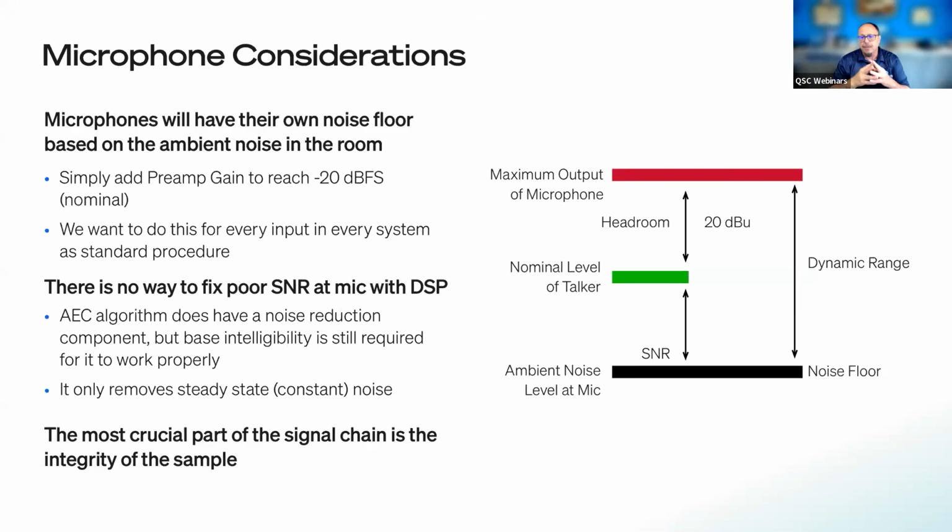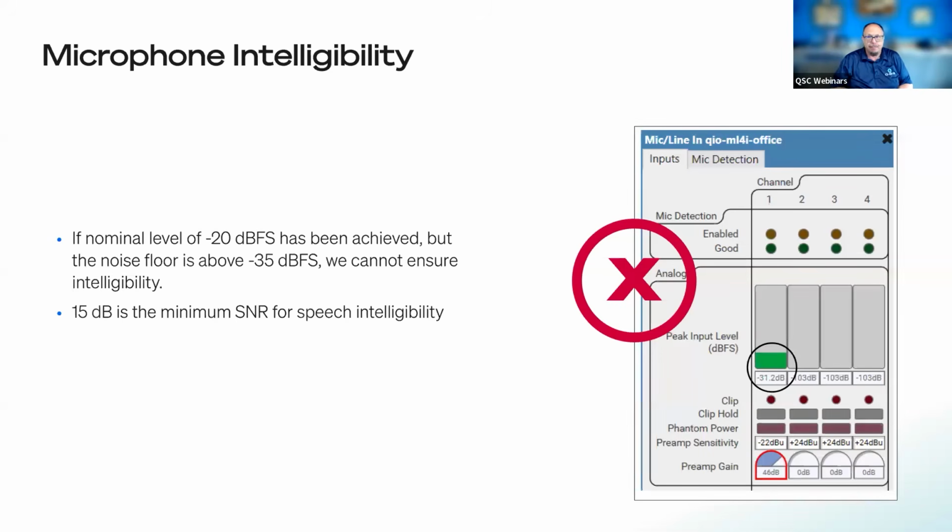The AVIXA standard for speech intelligibility in a microphone is 15 dB. So we need to be at least 15 dB above the noise floor at our nominal level in order for there to be intelligibility. And remember, if it's not intelligible at the mic, you've got to address it back at the source. So let's take a look at what that looks like.